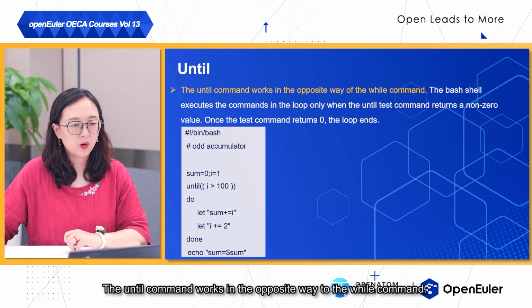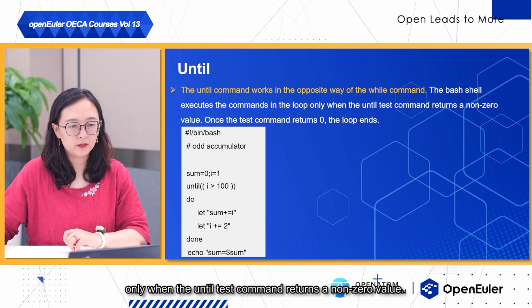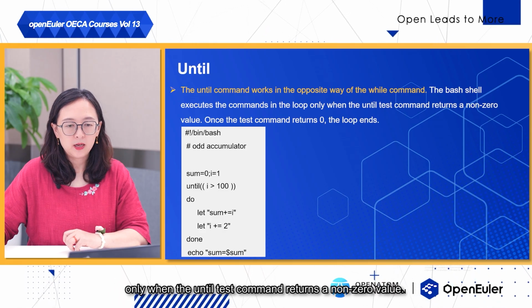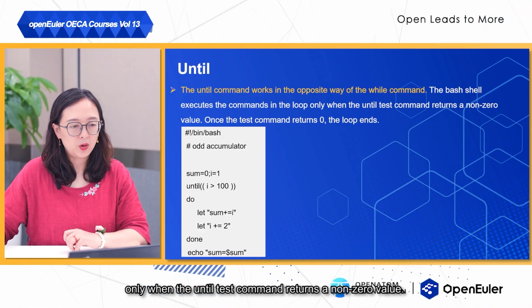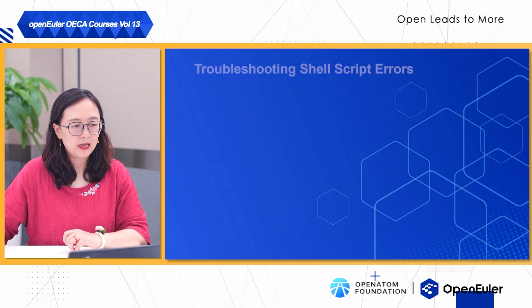The until command works in the opposite way to the while command. The bash shell executes the commands in the loop only when the until text command returns a non-zero value. Once the text command returns 0, the loop ends.